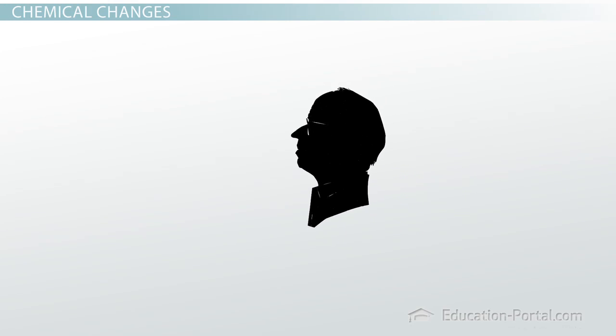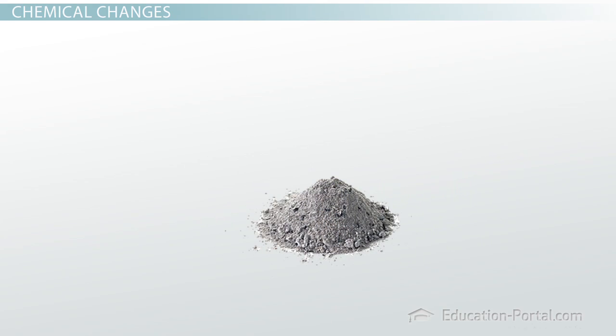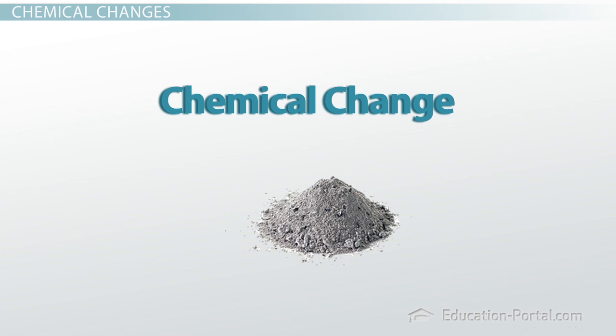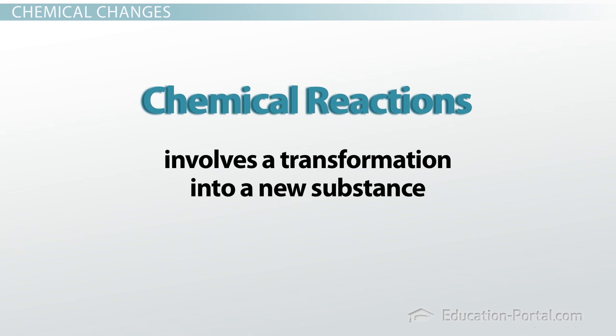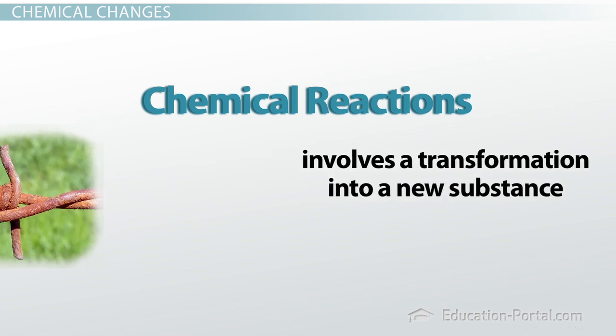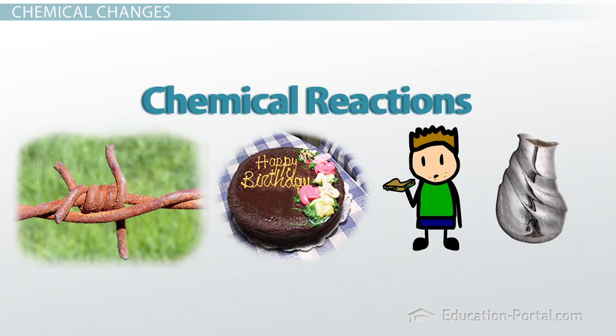So what if you take that piece of paper you just cut and you set it on fire? Do you still have paper? If you burn paper, what you are going to produce still has the same atoms as the original paper, but they are rearranged and will create entirely new substances with completely different properties. This type of change is called a chemical change. A chemical change is a change that involves a transformation into a new substance. Often we will call these chemical reactions. Examples of chemical changes include rusting iron, baking a cake, digesting your lunch, and tarnishing silver.